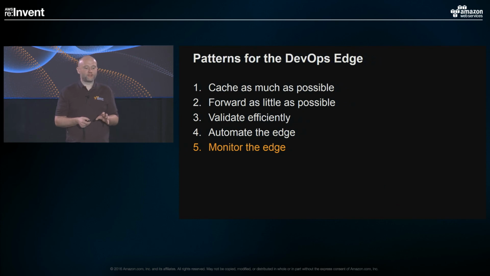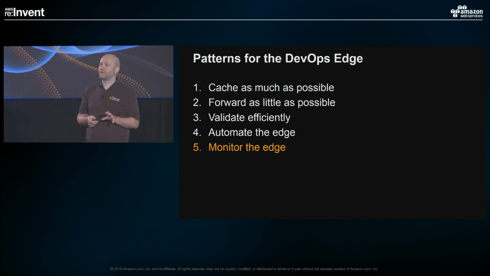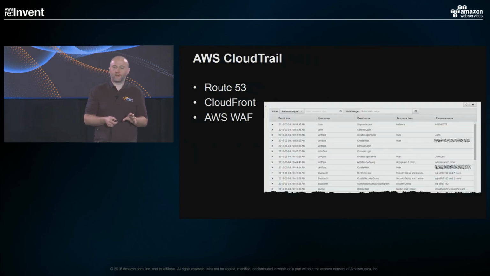So the final pattern to talk about is to monitor the edge. So we're automating the edge, but we need to monitor it as well. CloudTrail is supported in Route 53, CloudFront, and WAF. This gives you the ability to detect any changes, configuration, or any attempts to make any changes to your edge services.